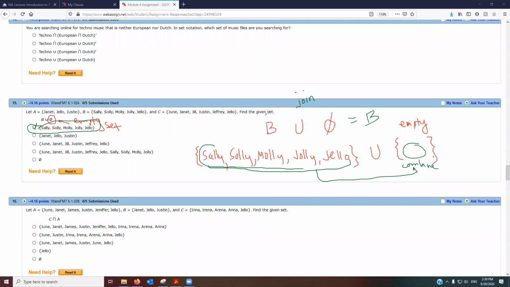All right, folks, I think this should help you get started in this WebAssign homework dealing with sets and union, intersection, Venn diagrams, and so on. So please give this a try. Let me know if you have any questions, and hope this is helpful as you're getting started in Module 4.